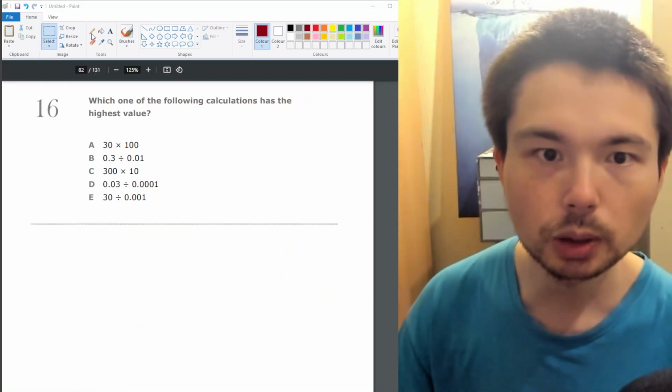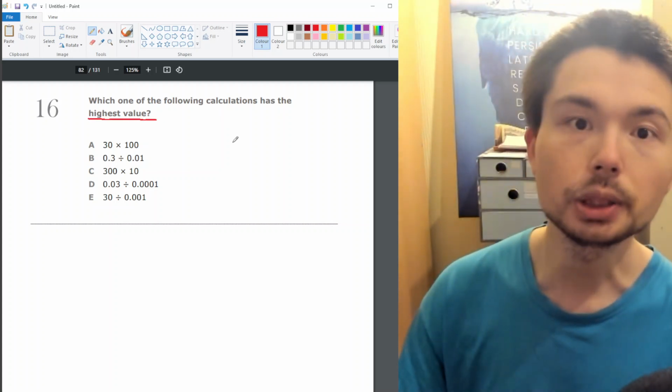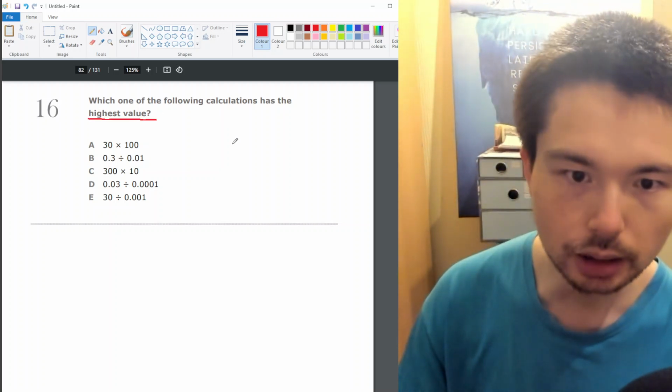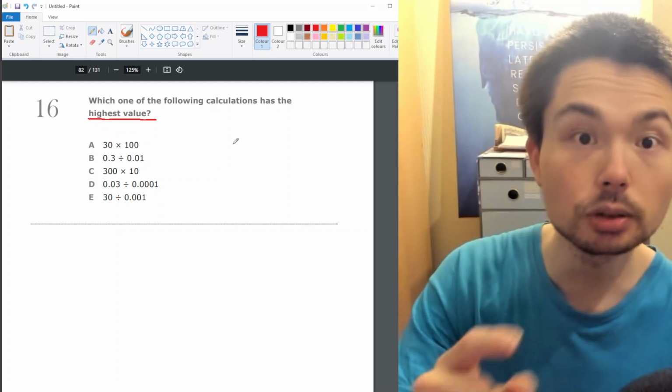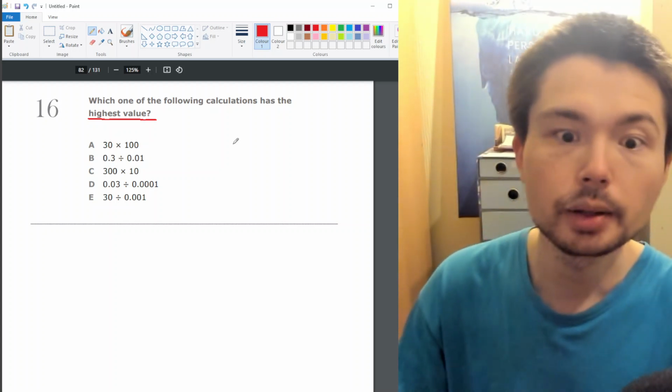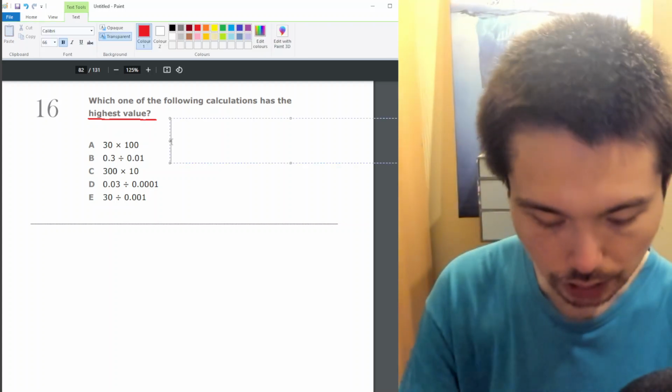Question 16. Which one of the following has the highest calculation? Now, with these, we can go in order. We check 2 options at a time, and then we keep crossing off the option that is too small. All we care about is going for the highest value. A, 30 times 100, easy question to start with, it is 3,000.